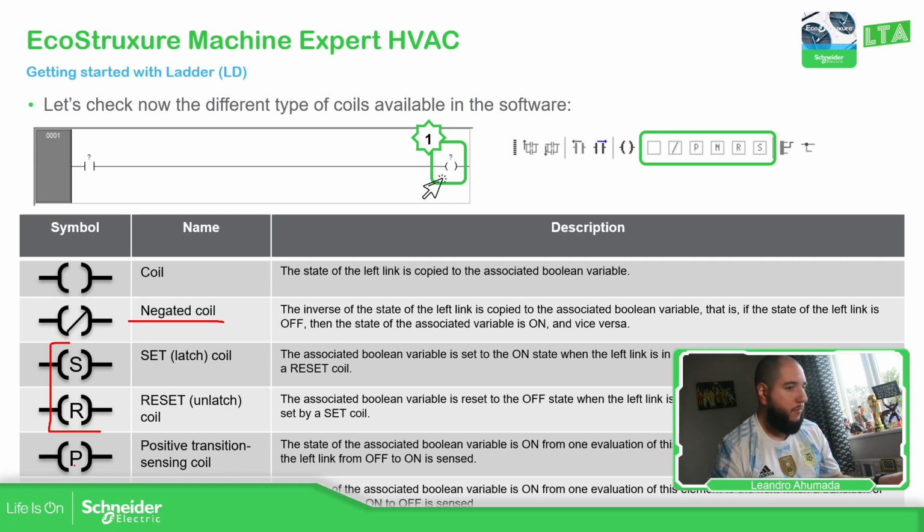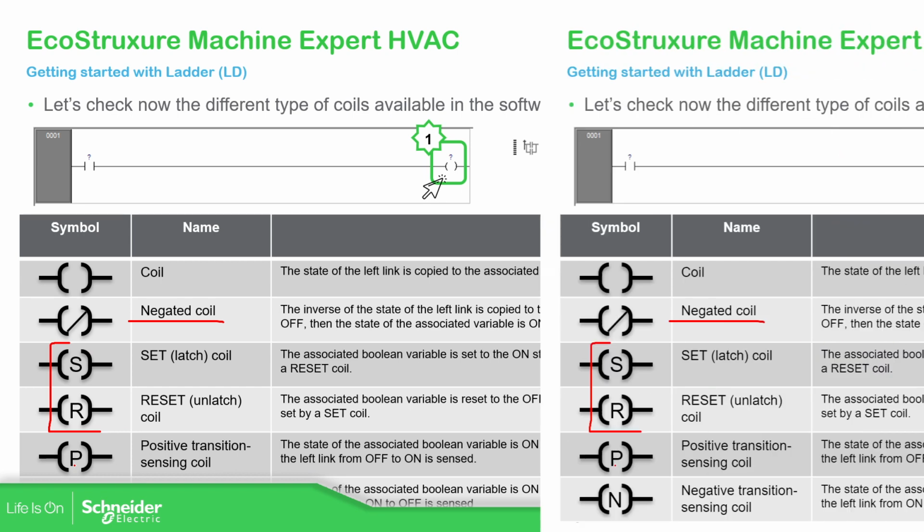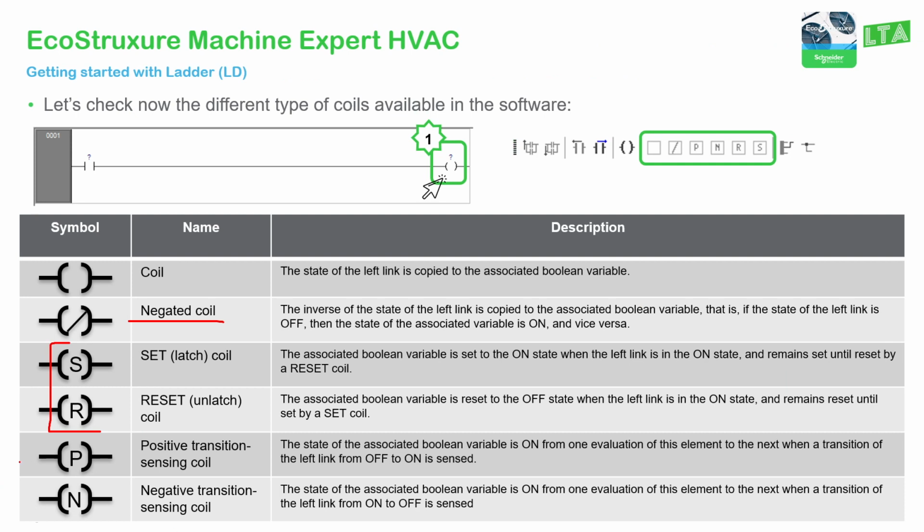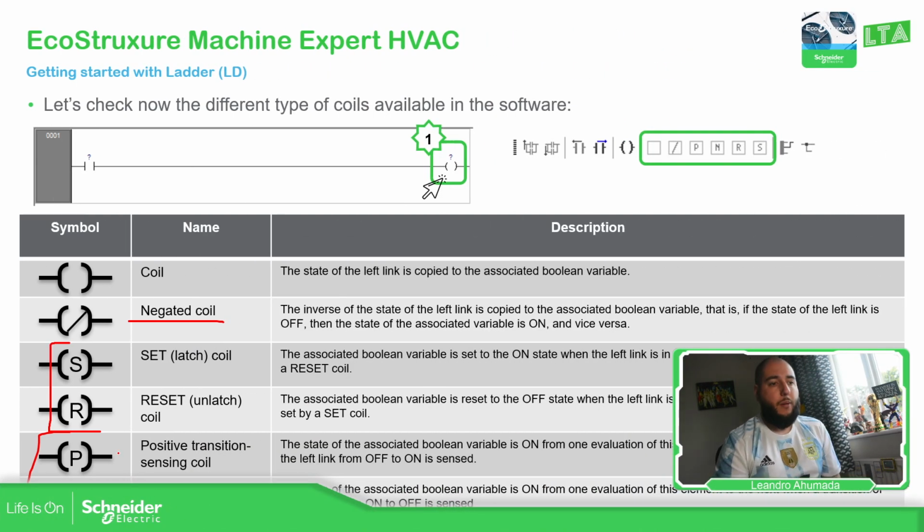Let me just see full screen. There we go. Positive and negative. To be honest, at this moment, I never use these two, but we have them. So set and reset, I believe, is very easy: it just latches the value that you want in there, and then you just reset. If you're going to use this, I recommend using the same rung, so you already know where you're going to set and reset the variable that you're going to use there.